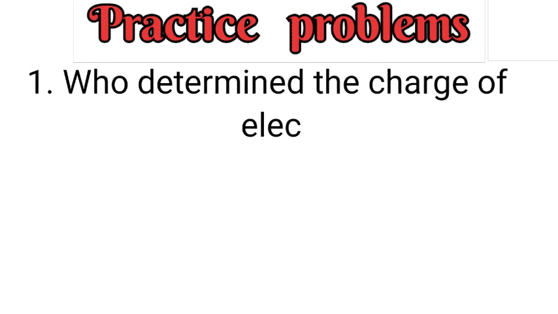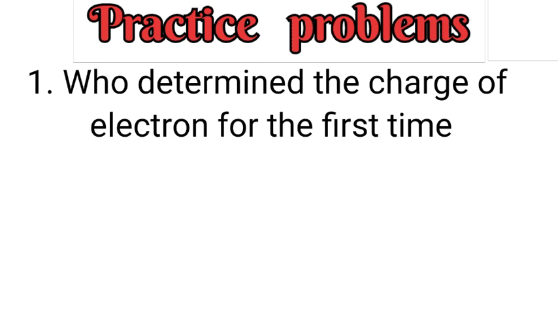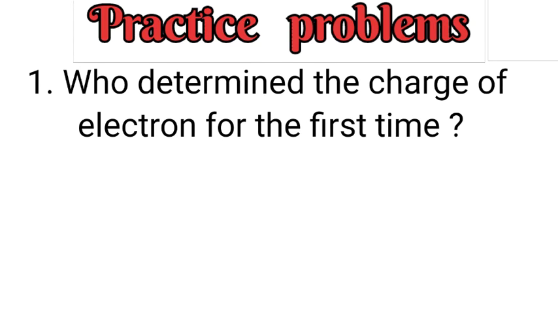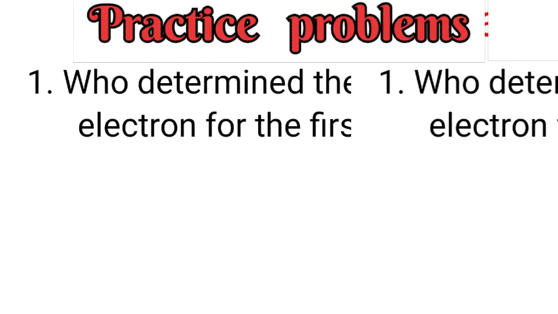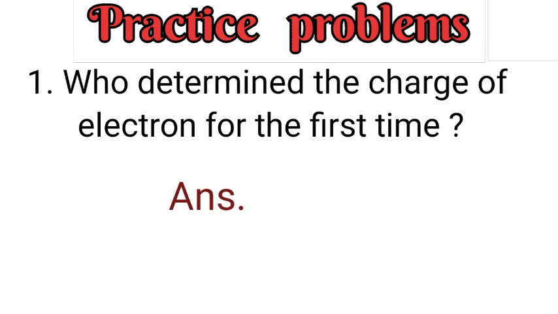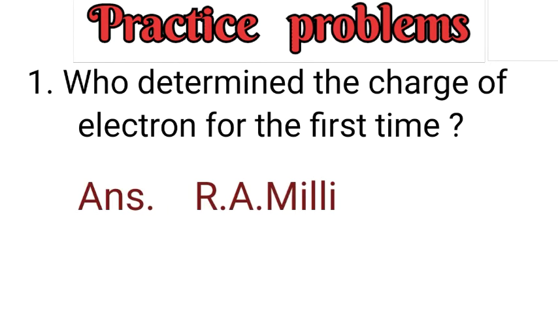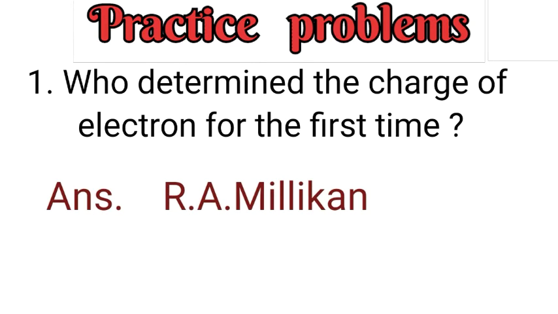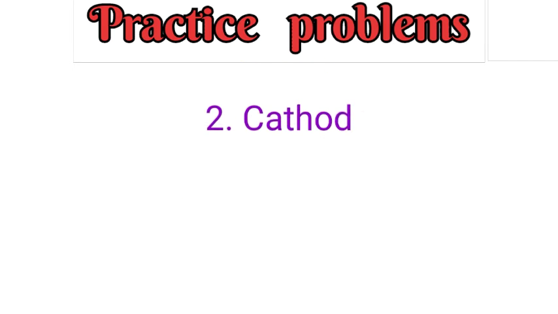So let's start with the very first question, which is, who determined the charge of electron for the first time? Okay, so think before seeing the answer, just pause the video and start thinking. Okay, so here we go. The answer for this question will be R.A. Millikan. Yes, he was the first scientist who determined the charge of the electron for the first time.